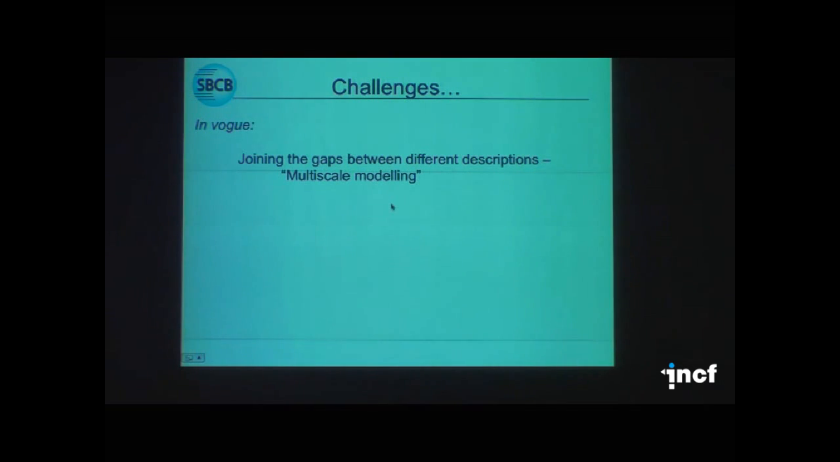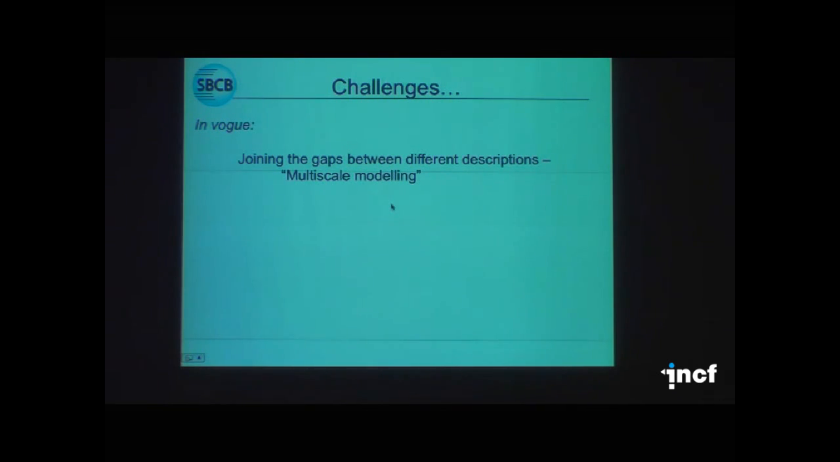Okay, so I'll just end with some challenges that I think are pertinent for the field. One is the thing that everybody's been talking about at this conference, and that's joining the gaps between the descriptions. We're very much at the bottom. So how do we feed the information that we've got here into the higher level models, into coarse grain models, into differential equation models, etc.? So-called multi-scale modeling. And the good news is that there are lots of people doing that. This is a very active field in biophysics at the current time.